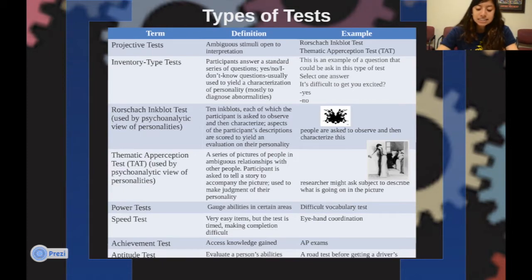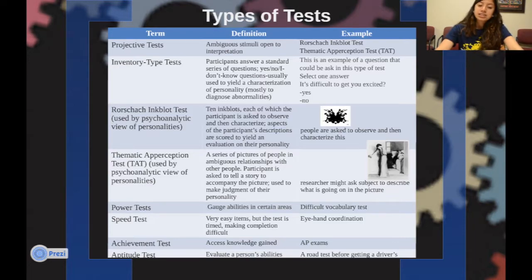Now we're going to look at power tests. Power tests gauge the abilities in certain areas. It's a difficult type of vocabulary test, for example, or like a difficult math test. So yeah, that's pretty straightforward. So speed test. A speed test is very easy in terms that it's not a difficult test, but the fact that it's being timed makes it like more pressure, so it might be more difficult for a person.